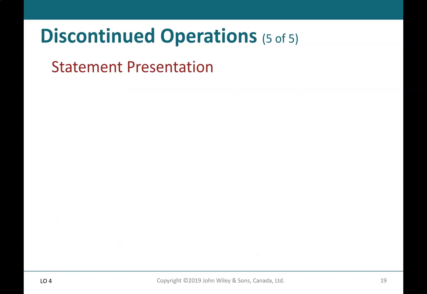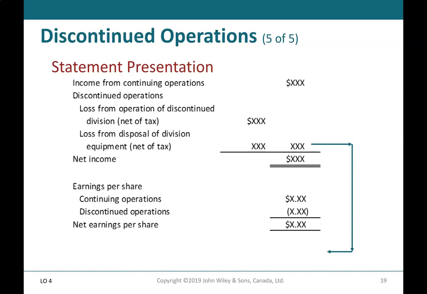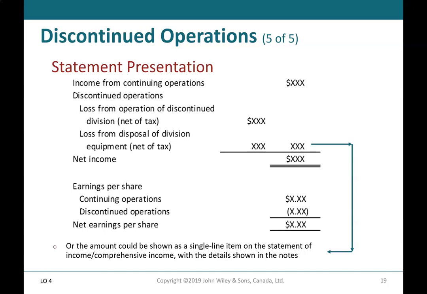Discontinued operations, 5 of 5. Statement presentation. Income from continuing operations, discontinued operations, loss from operation of discontinued division, net of tax, loss from disposal of division equipment, net of tax, those could also be gains, and then net income. Earnings per share, continuing operations disclosure, discontinued operations disclosure, net earnings per share. Or the amount could be shown as a single line item on the statement of income and comprehensive income with the details shown in the notes.